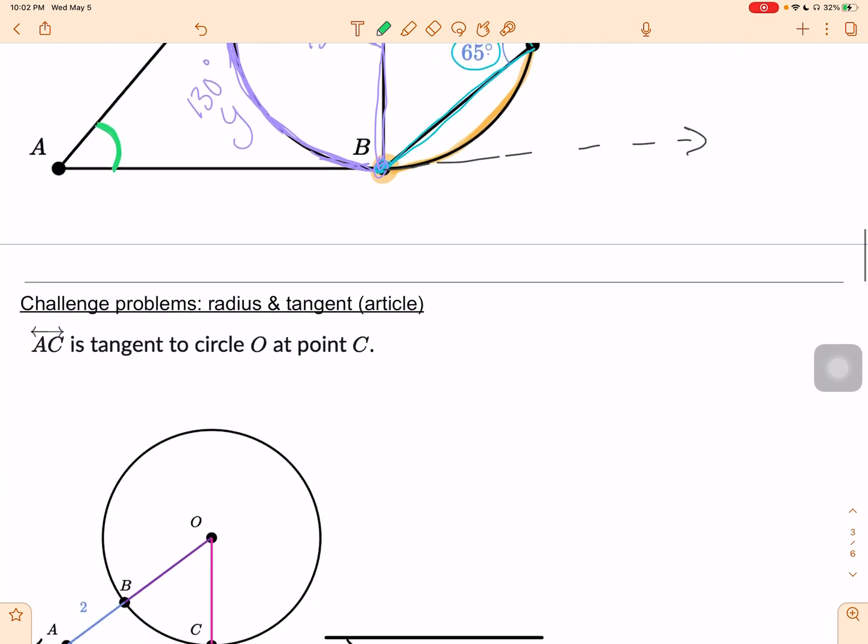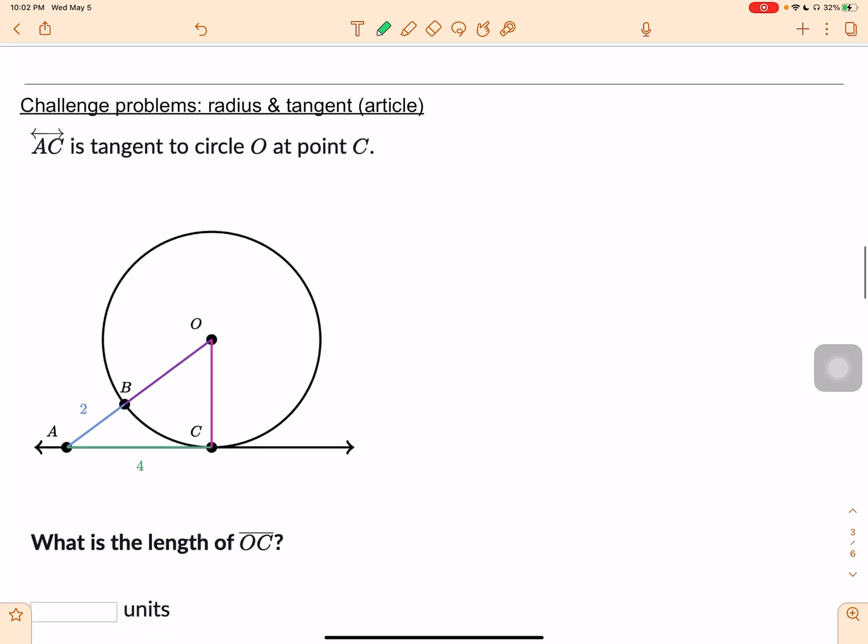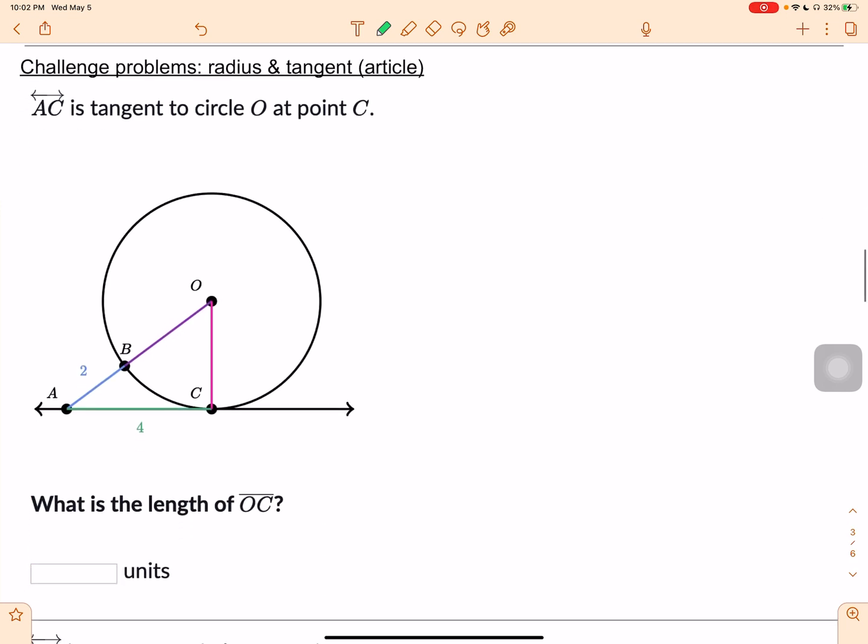All right. So let's see this one now. Here's another tangent one. Okay, cool. So this one is a challenge problem. It's within the article, and I still want you to do it. I still would like you to do those problems. So this is from the article, and you can even look at their steps too if you wanted to see another explanation after seeing mine.